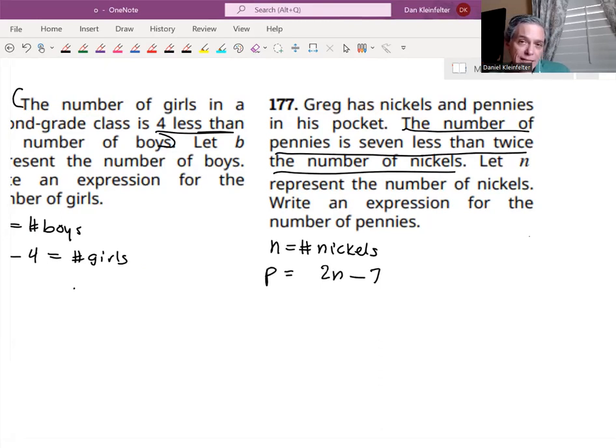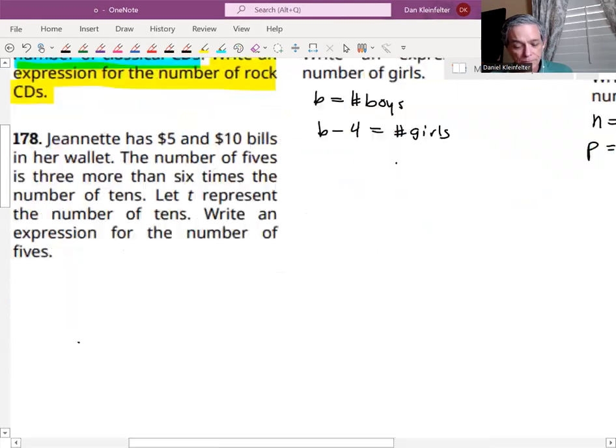Be careful with less than because the order on subtraction makes a difference, right? It's not commutative. And so you have to make sure that you're getting the subtraction done in the correct order. So 7 fewer than or 7 less than twice the number of nickels.